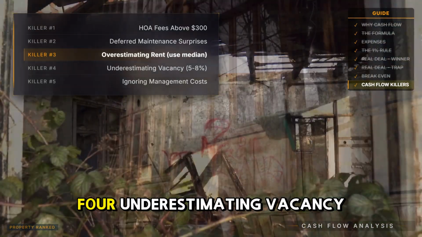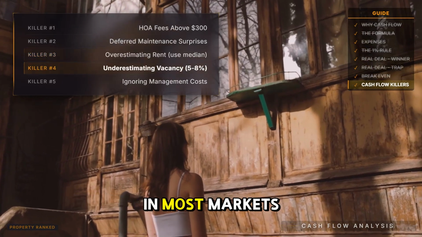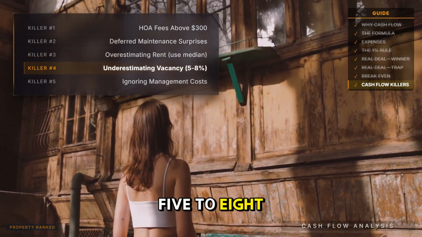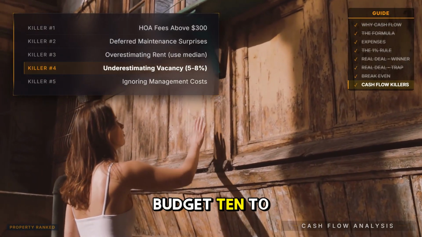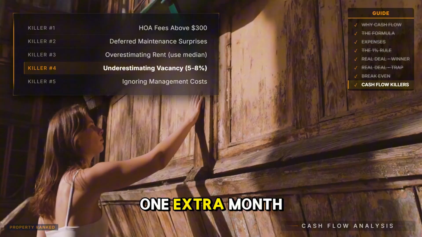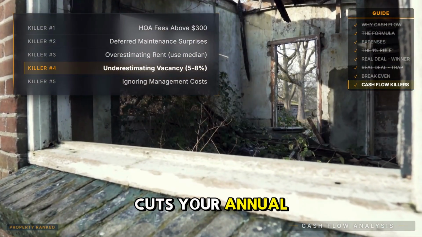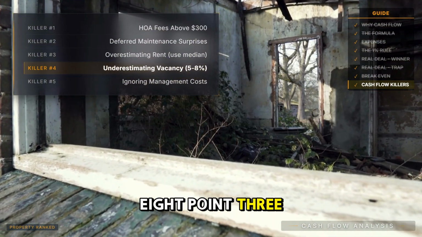Killer number 4, underestimating vacancy. In most markets, you should budget 5 to 8% vacancy. In college towns or seasonal markets, budget 10 to 15%. One extra month of vacancy per year cuts your annual cash flow by 8.3%.